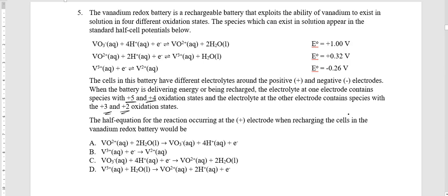The half equation for the reaction occurring at the positive electrode when recharging. Okay, the positive electrode on recharge is your anode. So we're looking at oxidation here. Oxidation is a loss of electrons, so immediately I can cross out B and C, which actually depict reduction. I have no idea what's going on, so what I'm going to do is potentially work out the oxidation numbers so I can tell which one's going to be involved.